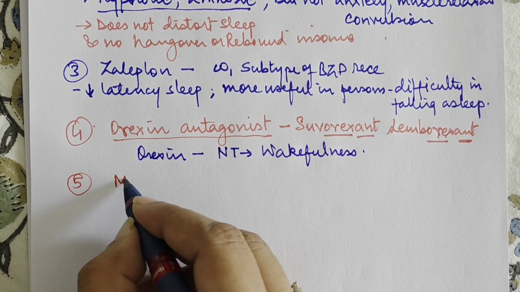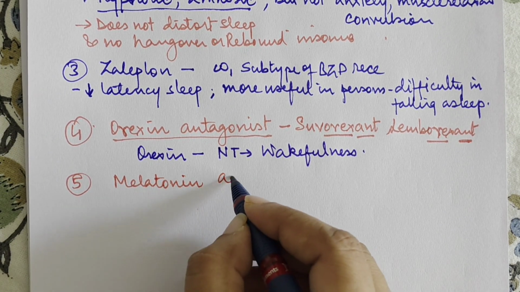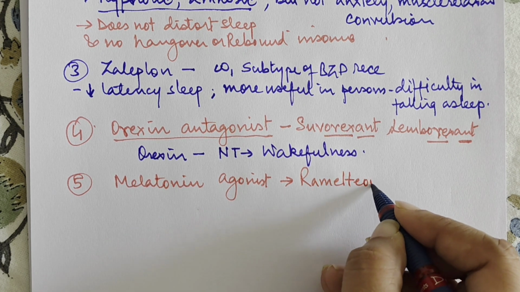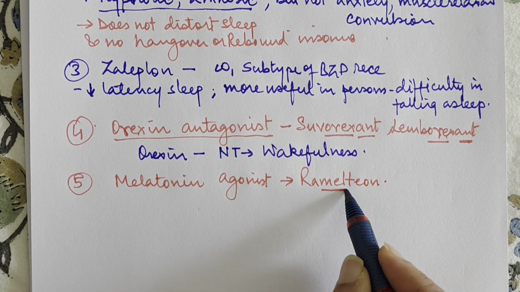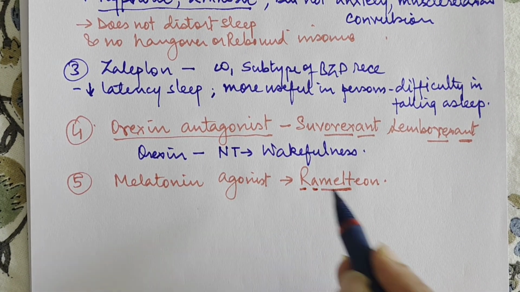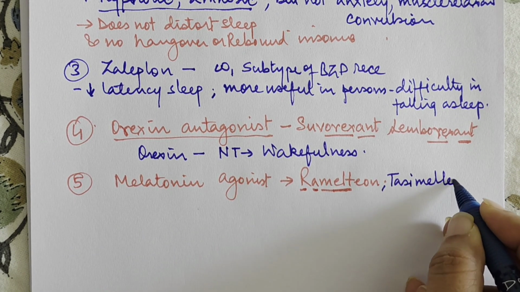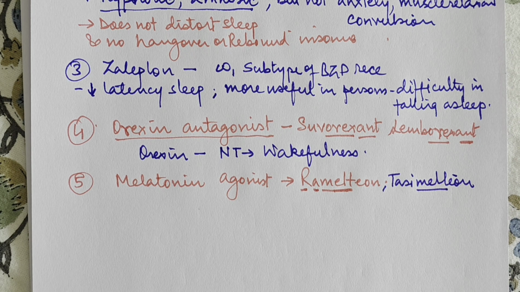Then the fifth category that we have is melatonin agonist. In this comes ramelteon. So here the melt of melatonin, receptor agonist, ramelteon. And the next drug that we have is tasimelteon. So melatonin comes from here.